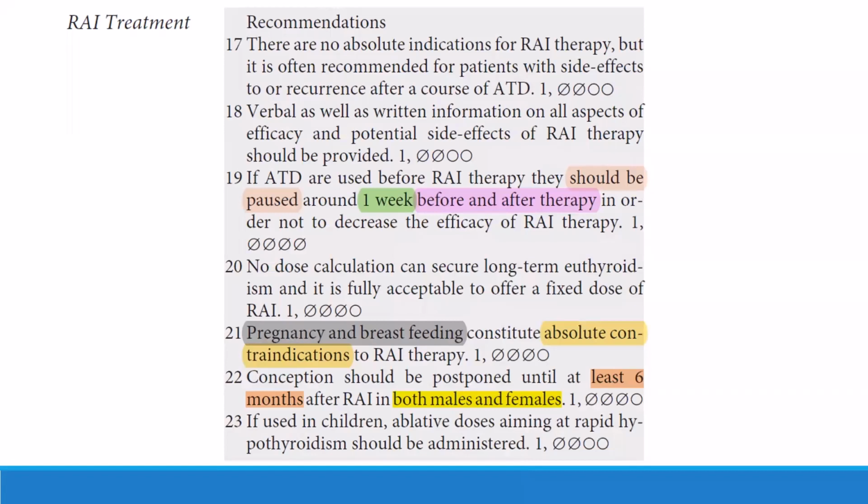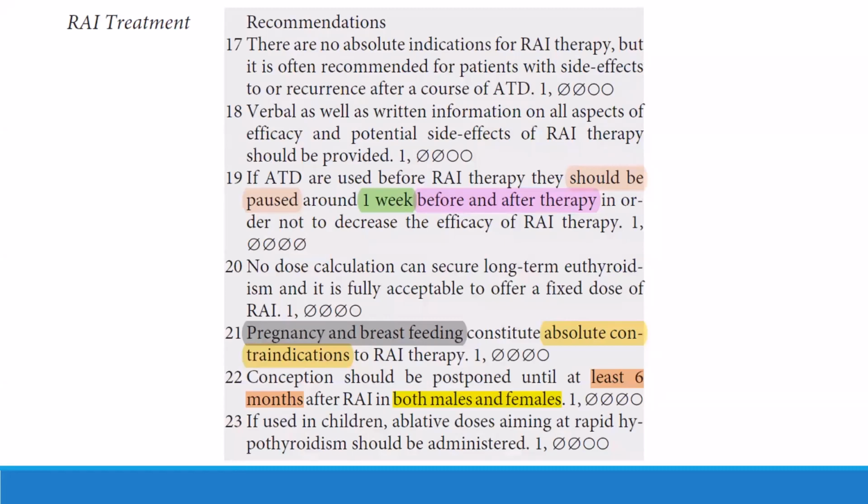What about the radioactive iodine treatment if indicated? If antithyroid drugs are used before radioactive iodine therapy, we should stop antithyroid medication 1 week before starting radioactive iodine. And this is very important. The dose of radioactive iodine treatment, usually in most cases we do not use a dose calculation, we just use a fixed dose of radioactive iodine. And also pregnancy and breastfeeding are absolute contraindications for radioactive iodine therapy.